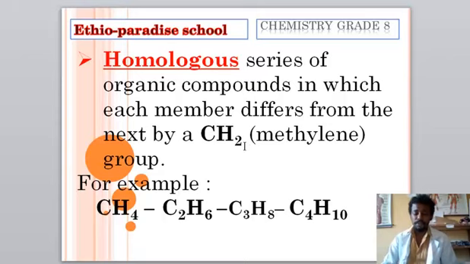There is a difference between the consecutive hydrocarbons, but that difference is always the same, and that is CH2, and that's why they are called a homologous series. So it's the same in all chains, or in all consecutive chains. That is what we mean by homologous series.